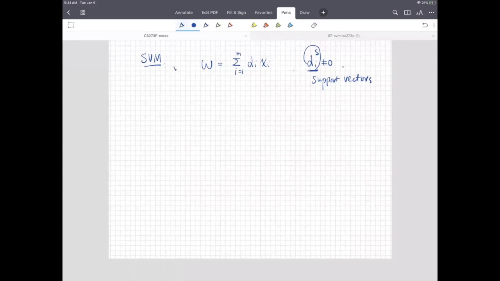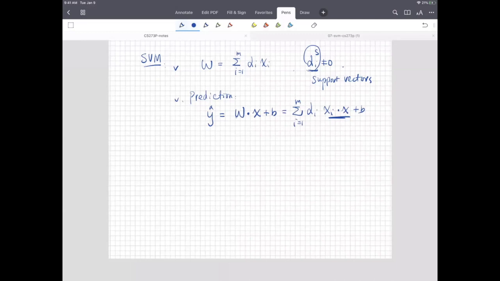So once you learn the w here, the prediction is done like this. The y hat here needs to involve calculating the inner product between w and x, plus b. So that's my linear classifier. But now if you plug in the w, that involves alpha i and x_i, and then the x here plus b. So you involve the dot product between the two vectors. That's what we have for the linear SVM.